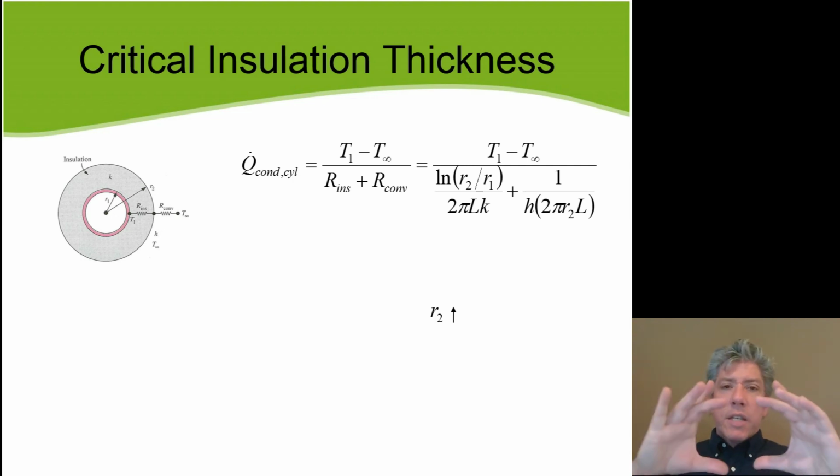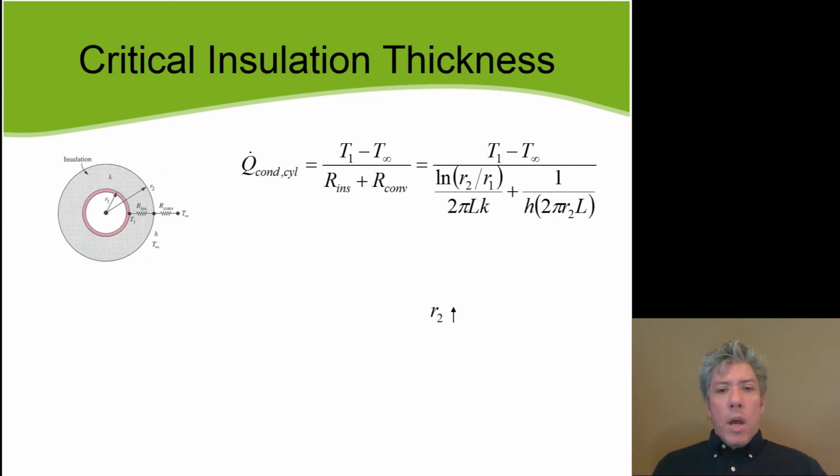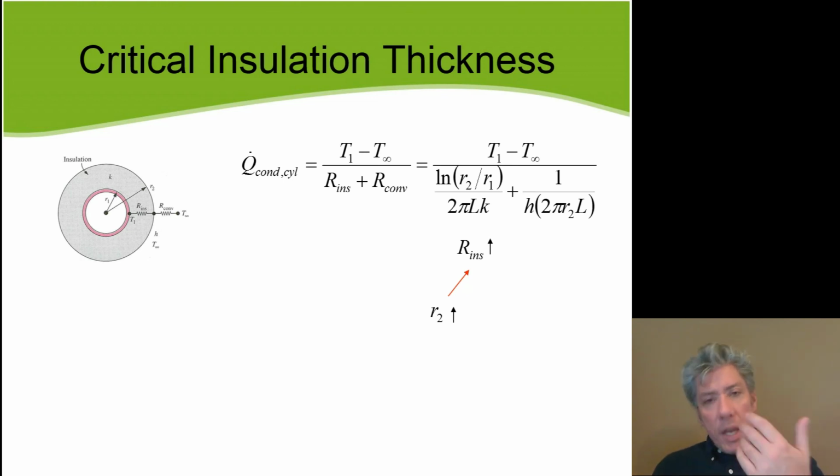And as the radius of the insulation increases, R2 goes up. Well, the first term, which represents the resistance of the insulation, obviously goes up because R2 is going up, so the natural logarithm of R2 over R1 also goes up. That increases the insulation resistance. Makes perfect sense. You knew that before you took this class.